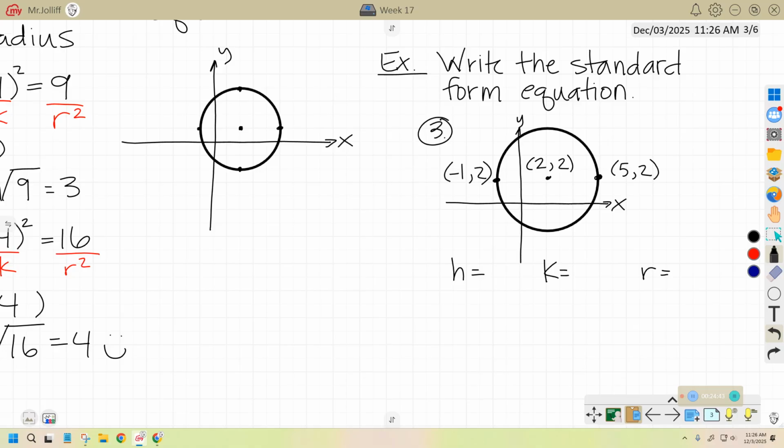H and K should be straightforward because you should always be shown where the center of the circle is. Sometimes they're going to be mean, as you're in college math class now, and they'll give you the points on the edge, but not the point in the center. So if I didn't know that this was at 2, 2, how could I figure out that it was at 2, 2?